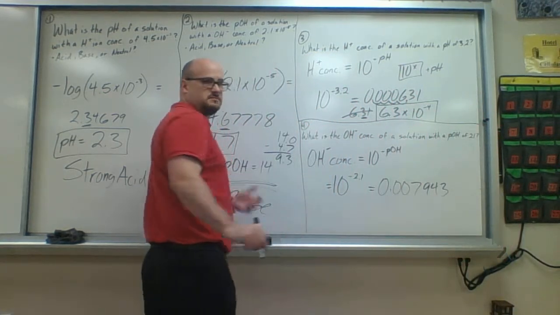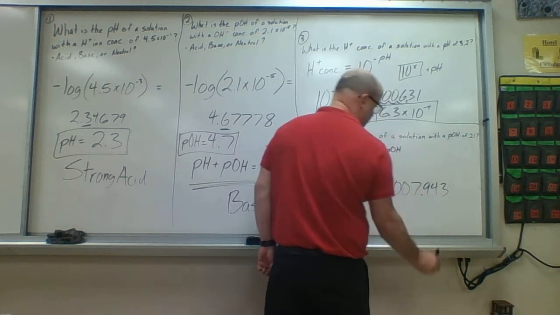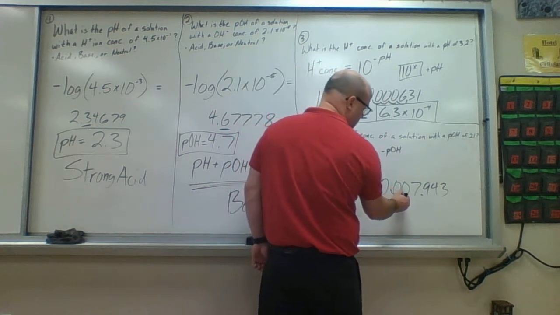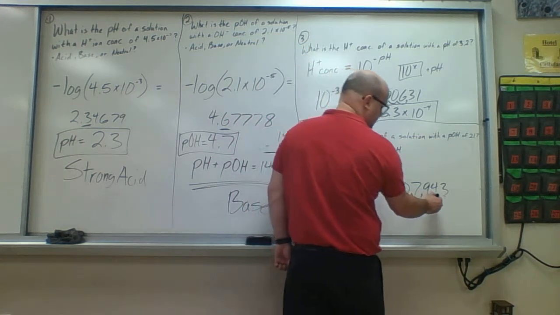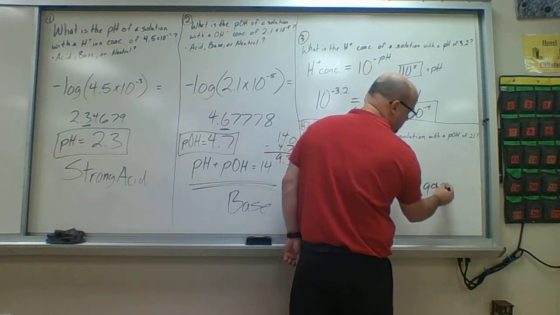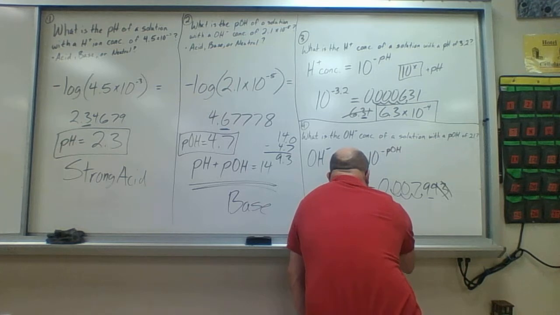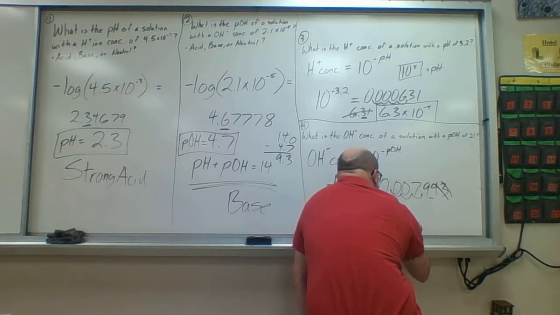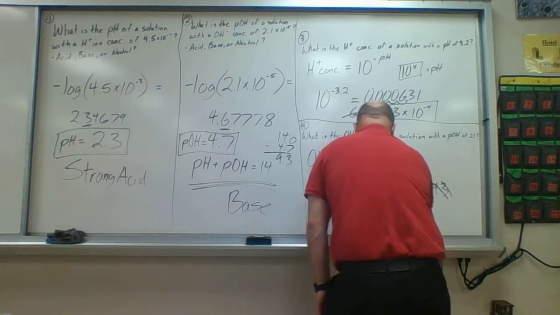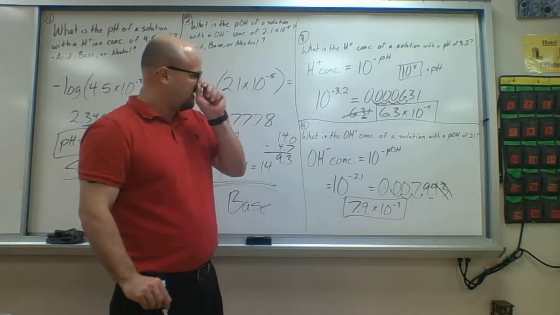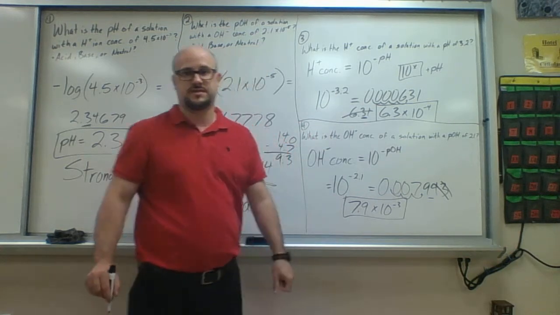Again, we don't want to put that as our final answer. We want to put that in scientific notation. So we're going to put that decimal right there. We need to move 3 spots. We need to round to one decimal point. 7.9 is not going to change. So our final answer is going to be 7.9 times 10 to the negative power, negative third, excuse me. This is our hydroxide concentration. This is our hydrogen concentration.